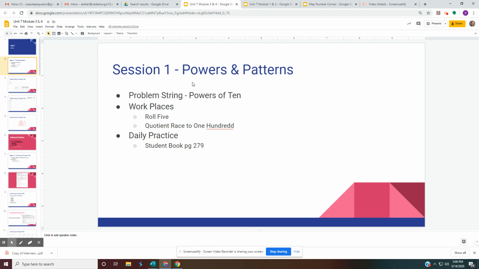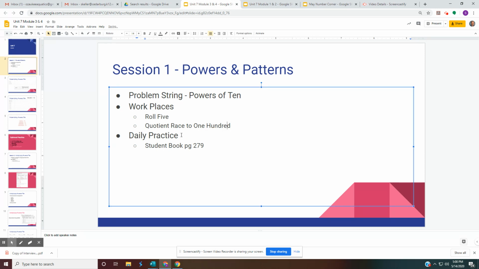I hope you remember exponents from previous lessons, probably from your order of operations. But we're going to be looking at powers of 10. You will continue to play workplace games. If you do have some extra time, and for your practice today, student book, page 279.